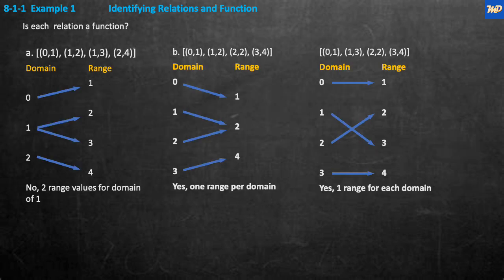So in this slide, we're going to identify relations and functions. We have 3 problems with 4 sets of ordered pairs. What we want to determine is, looking at these numbers, is it a function or a relation? Okay, so the first set of pairs, in A, we have (0, 1), (1, 2), (1, 3), and (2, 4). That's our ordered pairs.